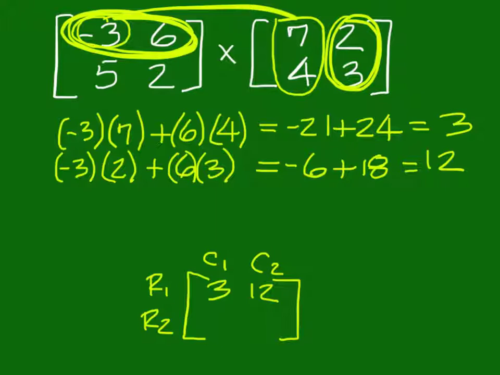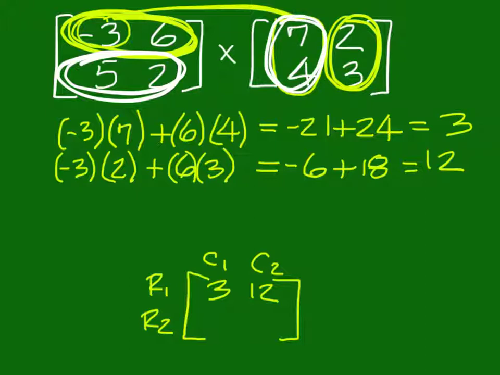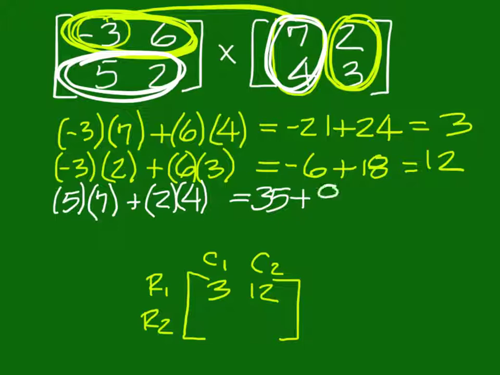Alright, so then you do the same thing all over again, except you use the second row, and now you want the first column. So that would be 5 times 7, and then plus 2 times 4. That's 35 plus 8, which is 43. And that goes down in row 2, column 1, because we multiplied row 2 by column 1. 5 times 7 and 2 times 4. 35 plus 8 is 43.